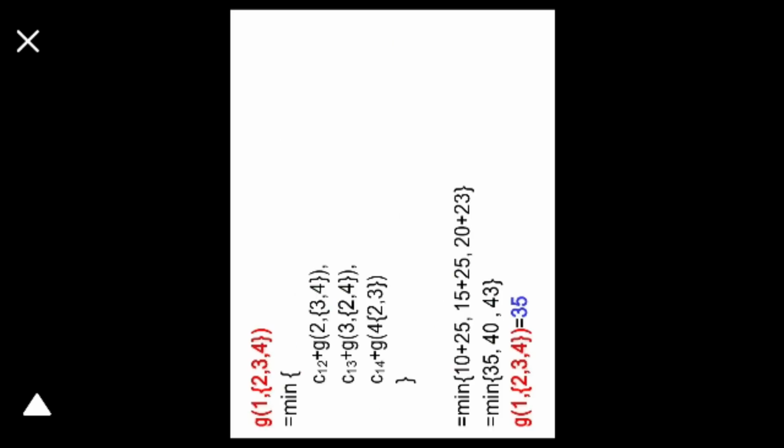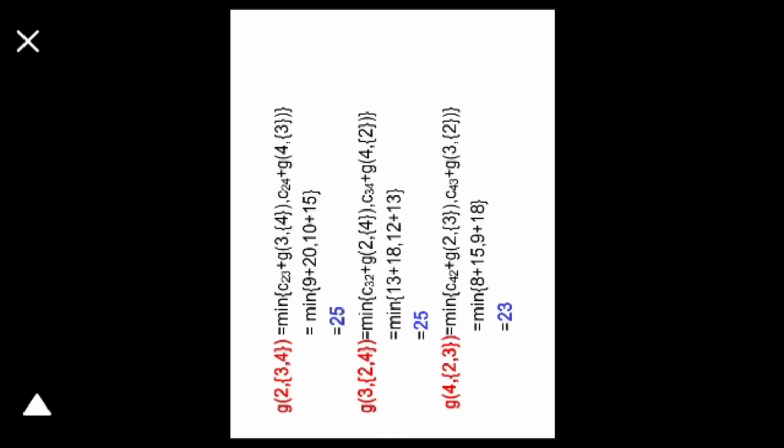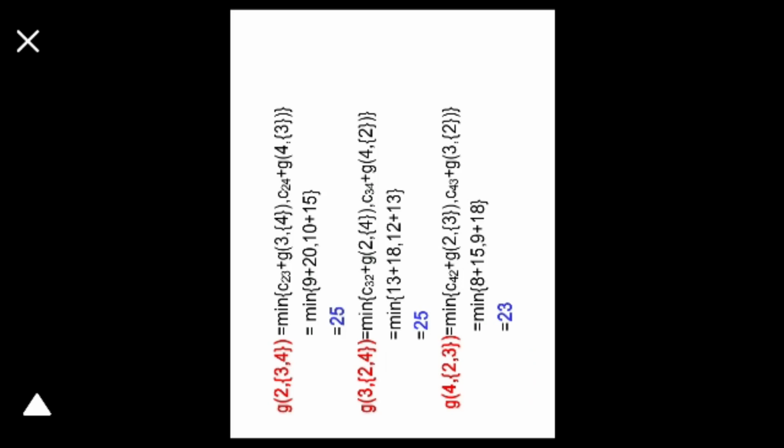Similarly, finally, all the values which we have computed, so what are the unknown values here? G of 1 comma 2 3 4 is minimum of C12 plus G of 2 comma 3 4. C12 is 10 directly from the cost matrix. Now we need to know the value of G of 2 comma 3 4. It is 25. How to compute 25 here?